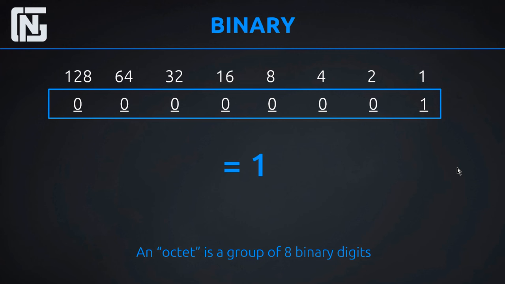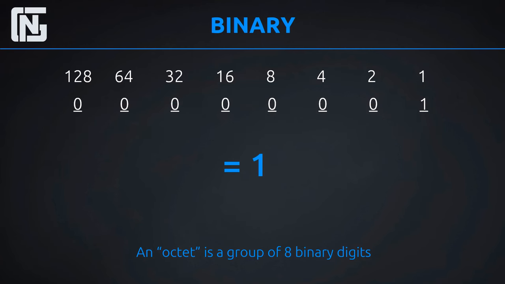Makes sense? If we turned on the field under the 4, it would then be a 5, because the 4 would be turned on and the 1 would be turned on. So that would be 4 plus 1 equaling 5. If these were all offs, then it would be a 0. All right, let's do some more of these.